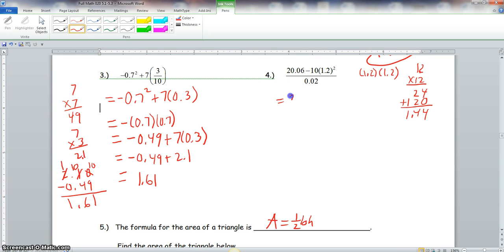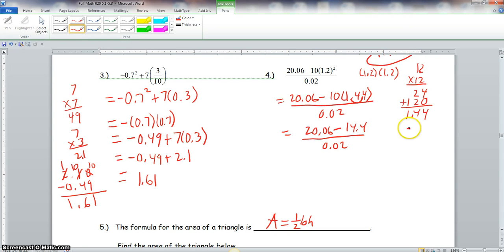So now our numerator is 20.06 minus 10 times 1.44 all over 0.02. Now we could take 10 times 1.44. We know that this is an exponent of 10. So that means that since we have 1 0, we'll move this decimal 1 place to the right. So now we will have 20.06 minus 14.4 all over 0.02.